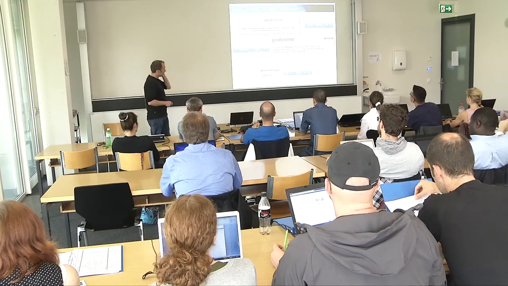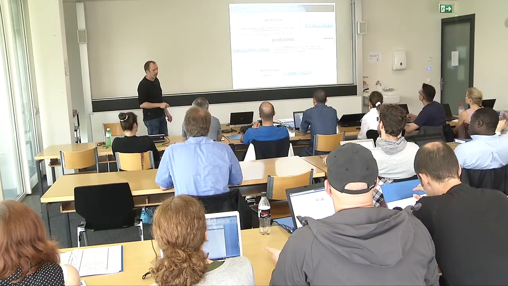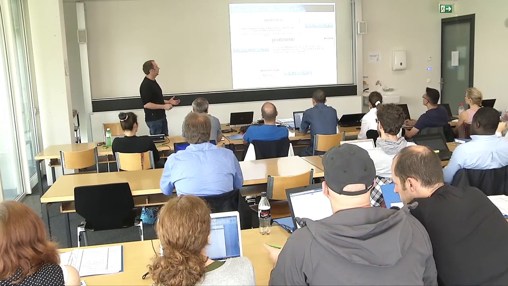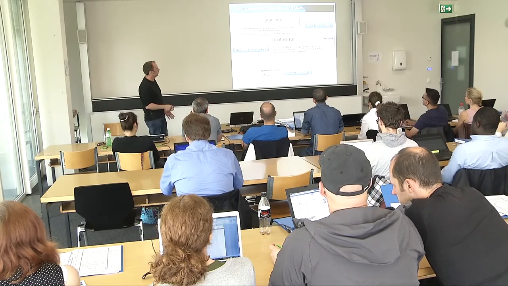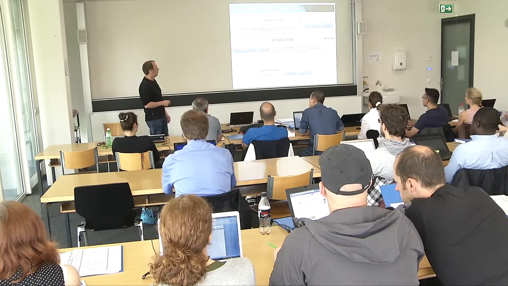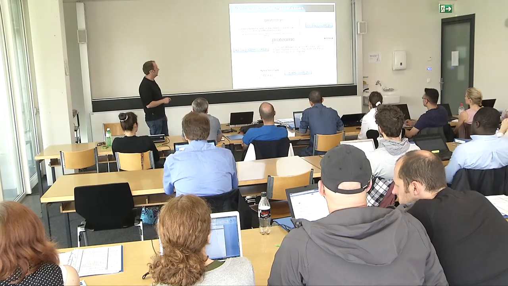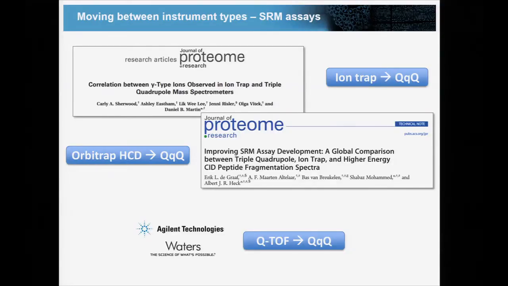Yeah. Okay, just quickly to make a few comments about moving between different instrument types. This question has come up a few times, and I just wanted to mention it. It's not a solved problem at all. There are a couple of papers back in the day saying that in the context of SRM, you can use Y-type ions generated in an ion trap, and they will more or less work on a triple quad. I don't know if people really still completely believe this or not. Another paper says you can use Orbitrap HCD spectra to go to a triple quad. This is probably more reasonable.